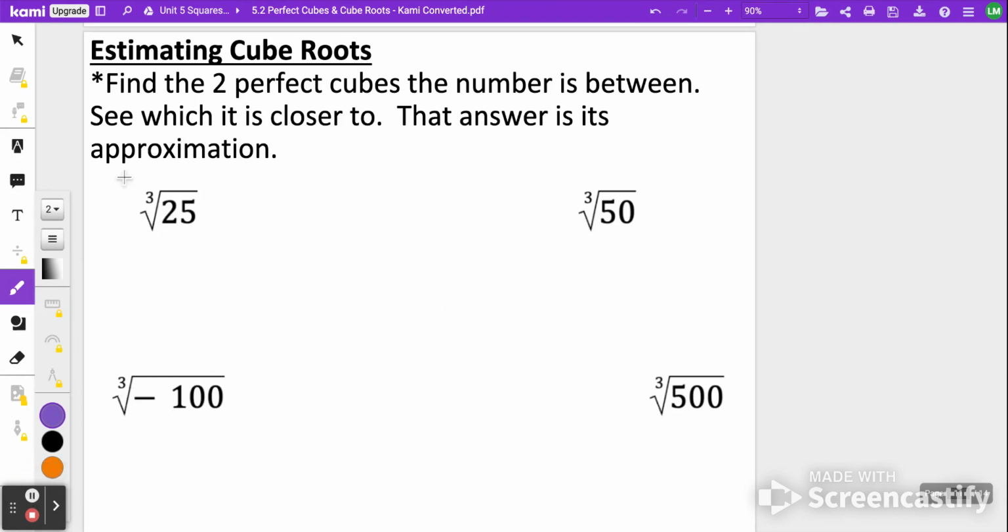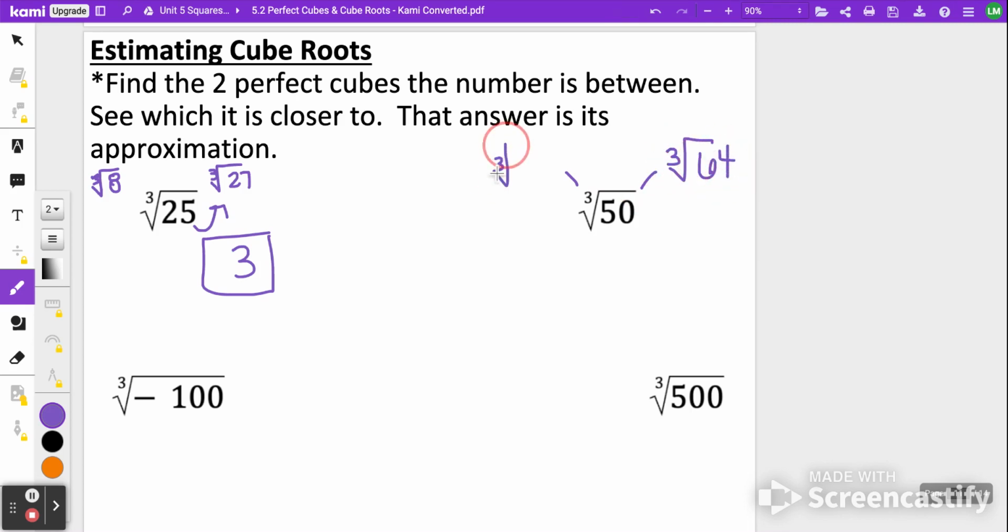All right, this cube root, we're going to have the cube root of 8 and the cube root of 27, our closest perfect cubes. And since it's closer to the cube root of 27, we're going to estimate and say it's about 3. The cube root of 50, I know I have 64 on one end, and then I would have 27 on the other end. 50, it's probably closer to 64 because 50 is, let's see, how far from 27? It's 23, whereas 64 is only 14, so we're going to say about 4.